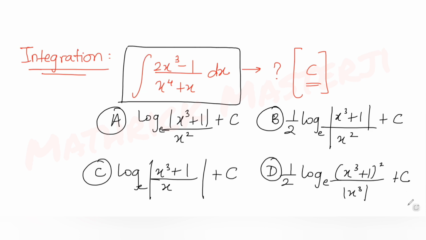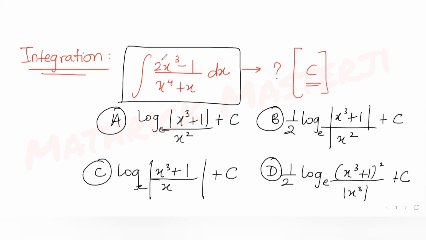So let's see. Now the question says integral of (2x cube minus 1) over (x raised to 4 plus x) dx. If I try to solve this integral, I observe that if I substitute the denominator as t, I get 4x cube plus 1 as its derivative, but here we have minus 1 instead. So the better idea to solve this question is to divide throughout by x squared. Let's see what I get.